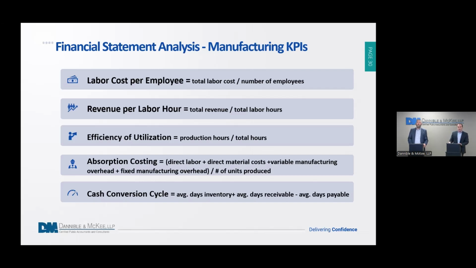The last one is cash conversion cycle. This is really looking at your average inventory days, your average receivable days, and your average payable days. How many days does it take to collect on a receivable? How many days does it take to pay a payable? Really focusing on these numbers to see how cash is turning over, so you can use it in a future period to buy more inventory, along those lines.